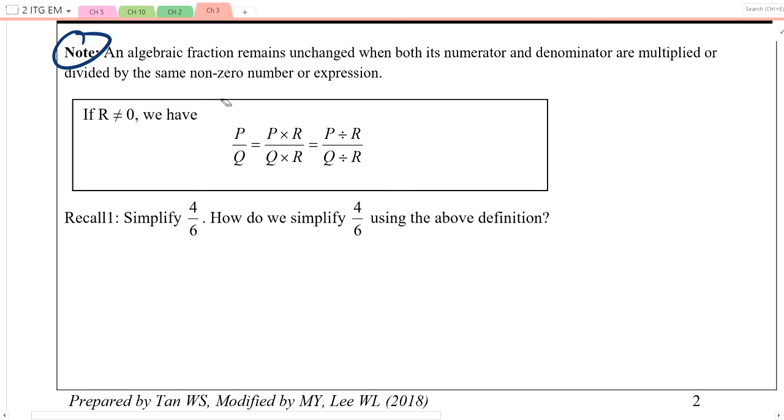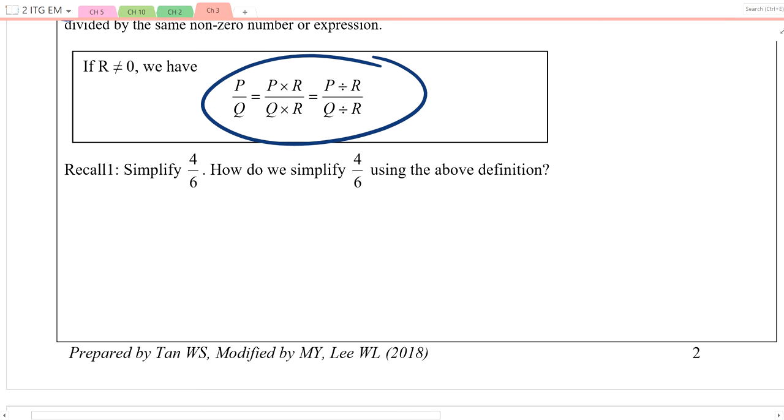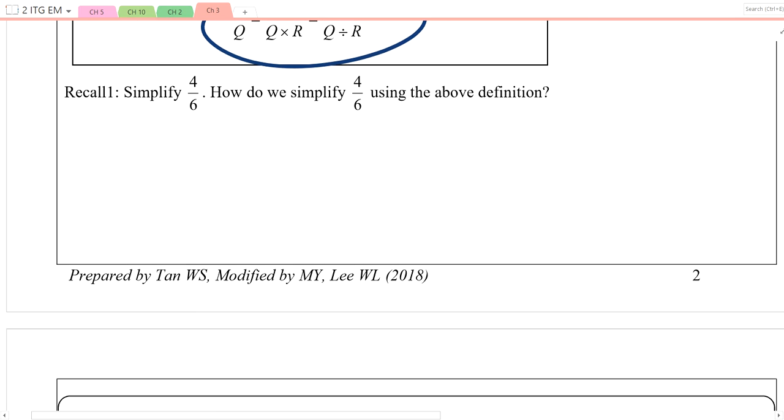Right, so this works the same for algebra. Okay, P over Q is the same as P over Q with both numerator and denominator multiplied by something, as long as it's not 0. Same as divided by something, as long as it's not equal to 0. Okay, so 4 over 6 must therefore be equal to 2 over 3. Done.